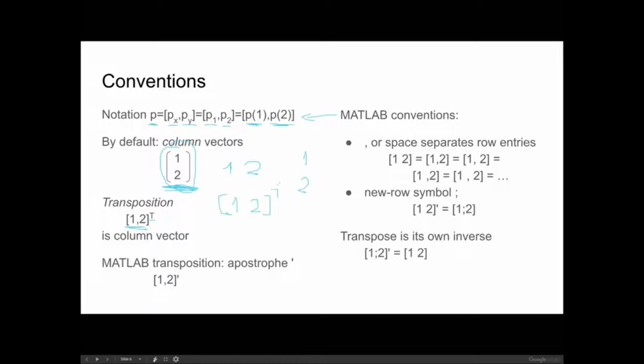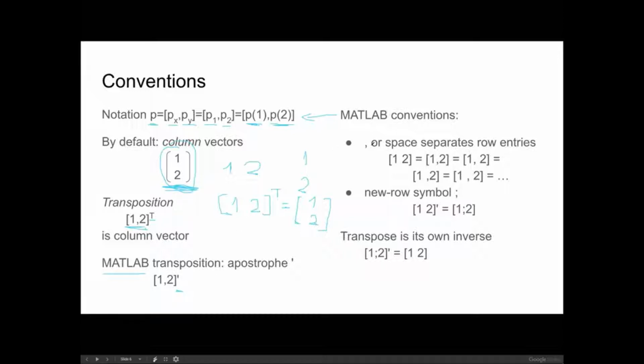At this point, I might have wanted to start using Jamboard, but I'll skip it. So if you transpose this, then the vector becomes a column vector, and vice versa. If you do the transposition of a column vector, you get a row vector. And again, using MATLAB notation, we will use just the apostrophe to denote the transposition. That's how MATLAB denotes transposition.